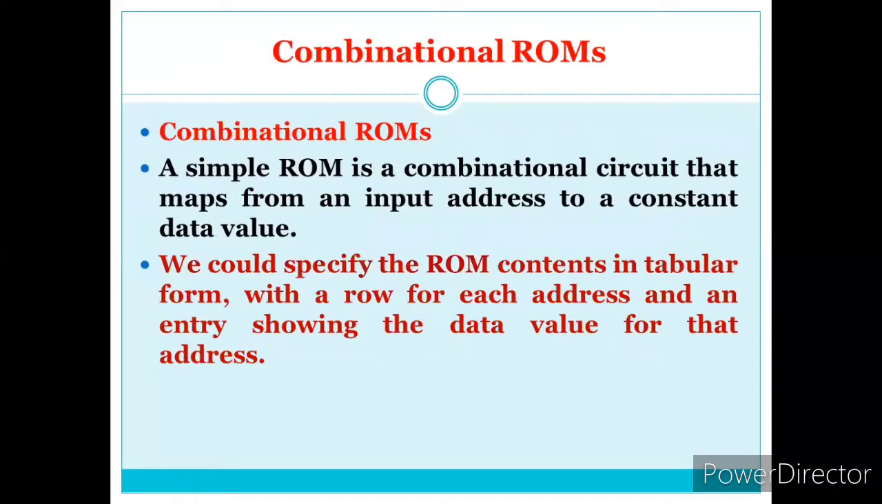So what is this combinational ROM? A simple ROM is a combinational circuit that maps from an input address to a constant data value. So whatever the combinational circuit, it gets the address, and if it matches the address, it gives the constant data value. That particular circuit is called a combinational ROM.